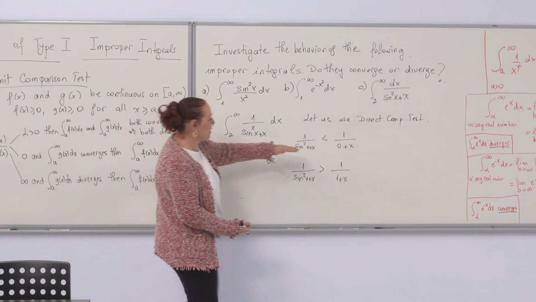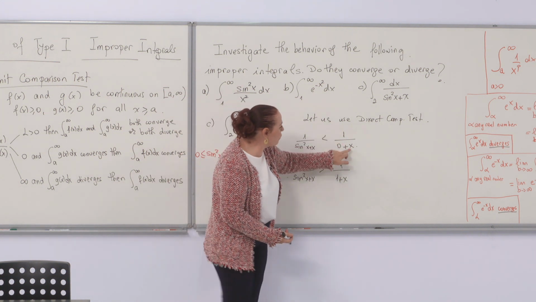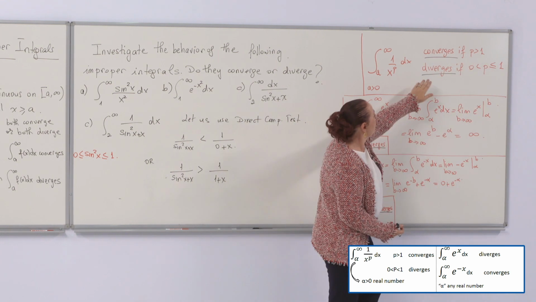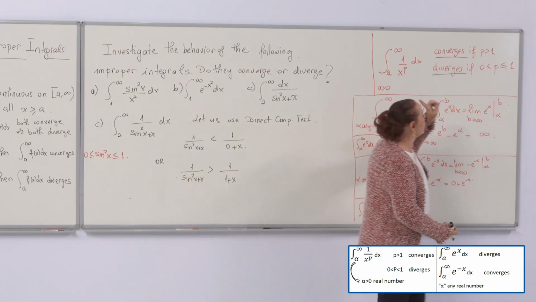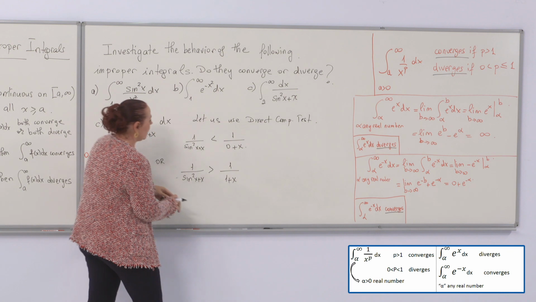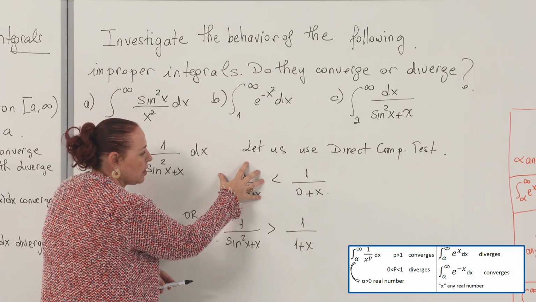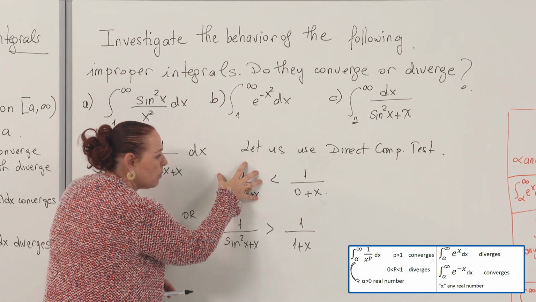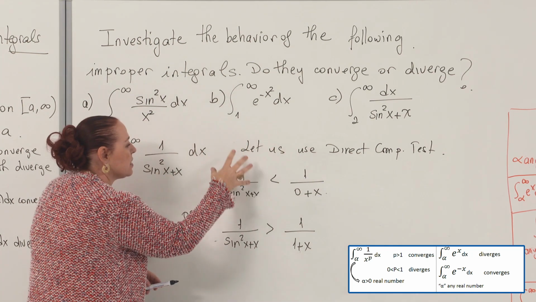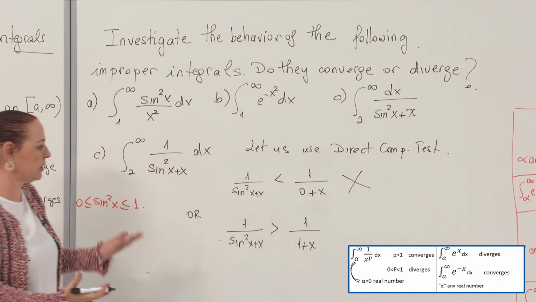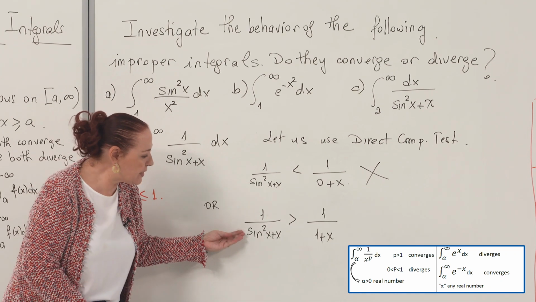Let's take this one: 1 over x. P is 1, it diverges. If this diverges, we don't know, the test is not going to work. The test only works if this is convergent. So here the test doesn't work. Let's move to the second one.